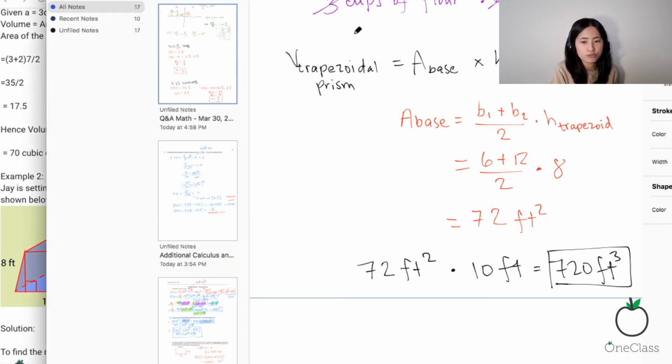And in order for you to find the volume of your trapezoidal prism, because anytime it's a prism, it's 3D, you understand that it's 3D, therefore you're going to find the area of your base, or the area of your trapezoid, times the height of your prism.